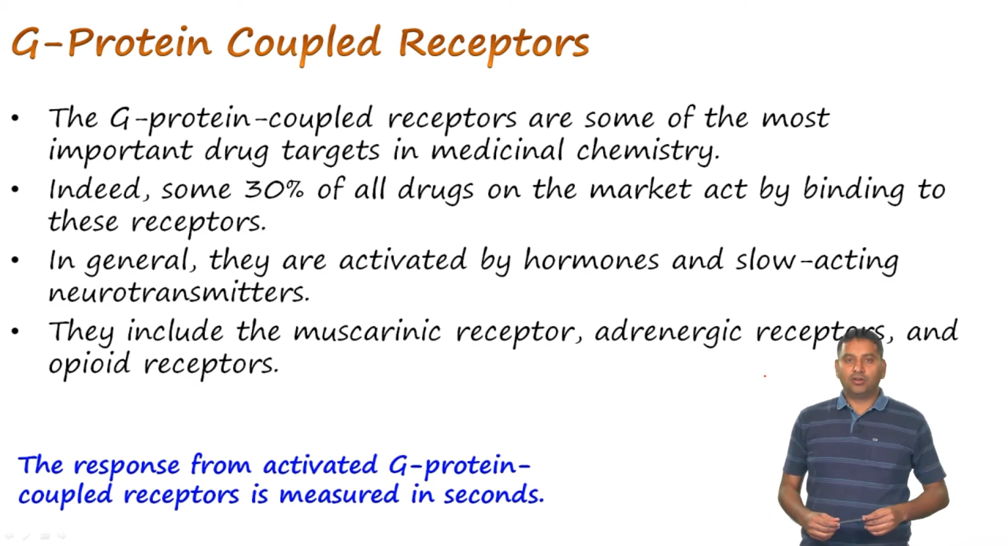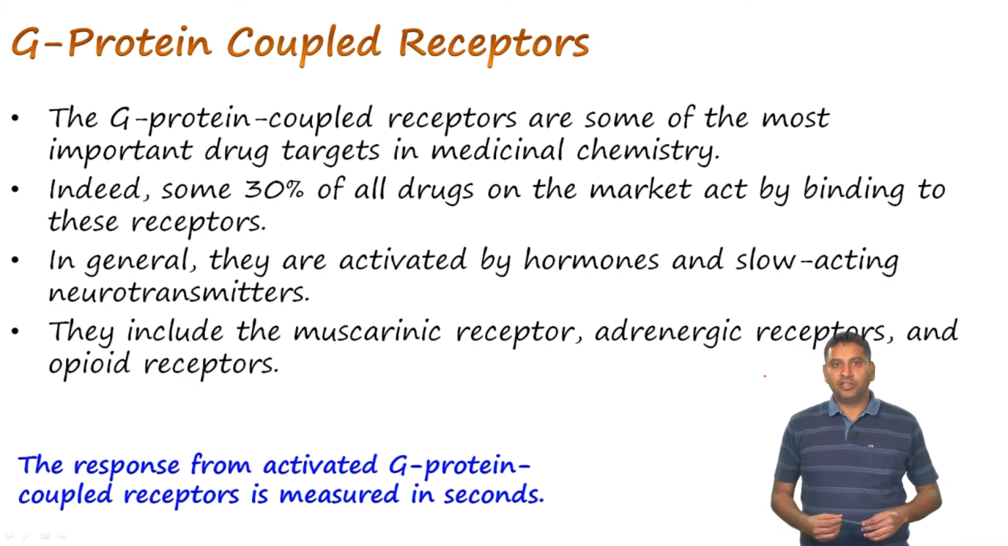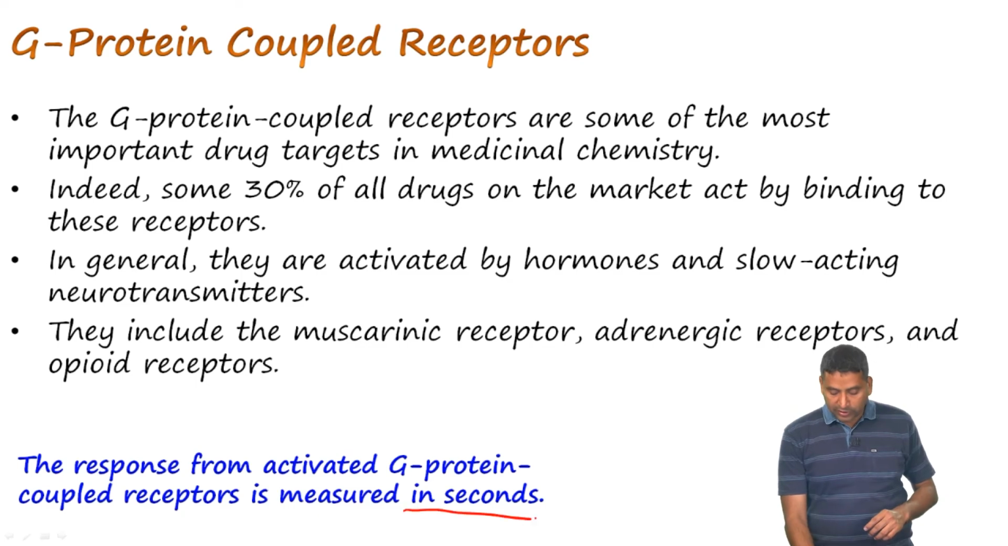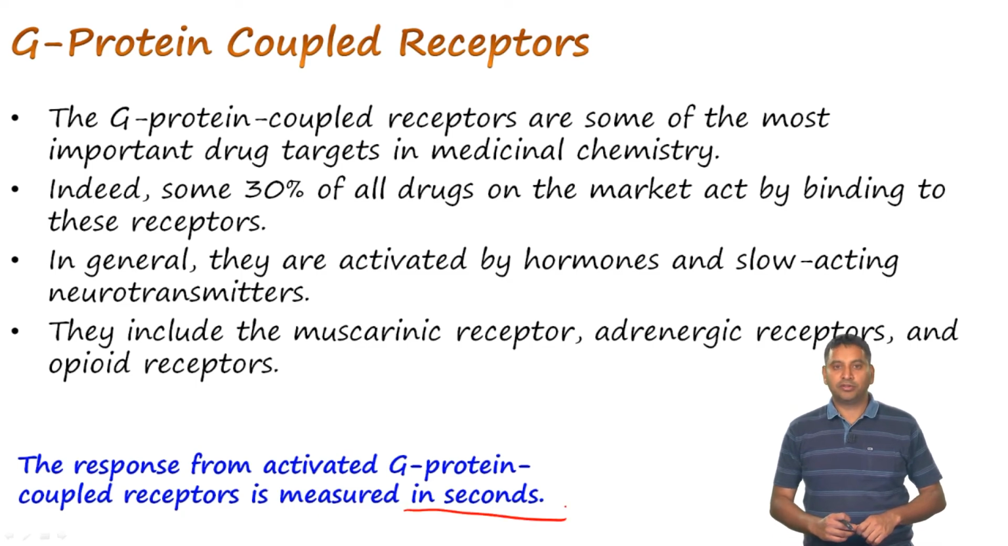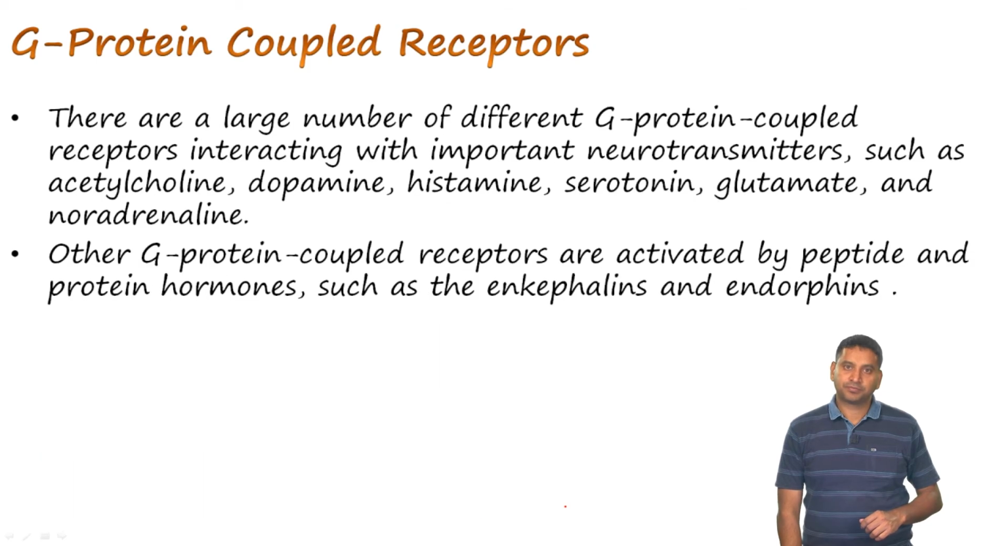The next class of receptors are called the G protein coupled receptors. To give you some idea as to how important these are, about 30% of all drugs on the market act by binding to these receptors. In general, these are pretty slow and they are activated by hormones, and these include the muscarinic receptor, the adrenergic receptor and the opioid receptor. And the time scales of these receptors are typically measured in seconds.